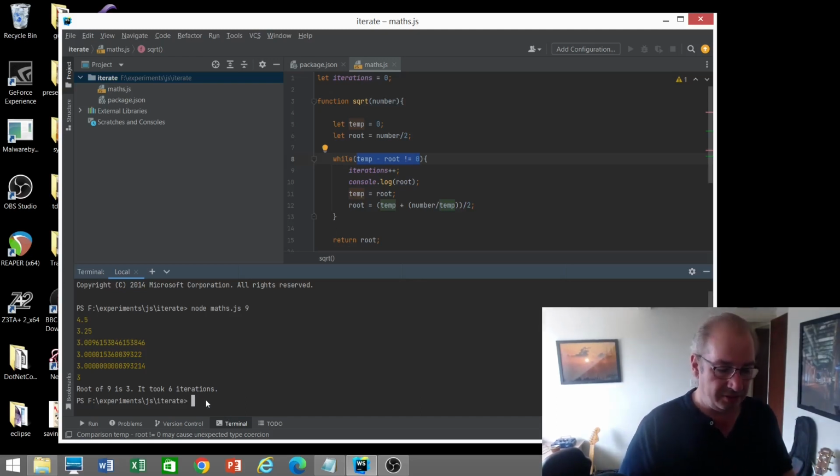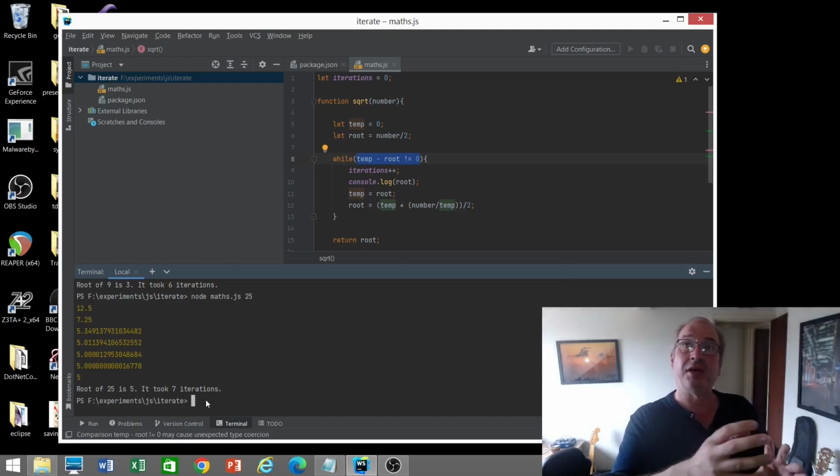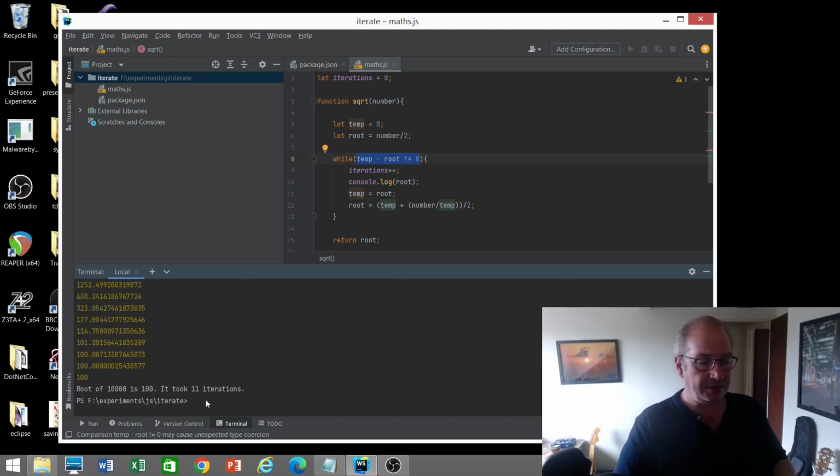And we can do bigger numbers, so we could say, what's the square root of 25? And you'll notice it took an extra iteration because half of 25 is further away from the real answer. Our initial guess gets further and further away from the real square root, so it takes more iterations. Let's do a big one. Let's do a square root of 10,000. Should be 100. There we go. So it takes a few extra iterations.